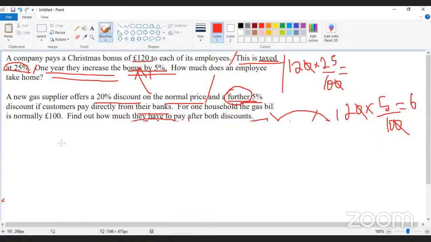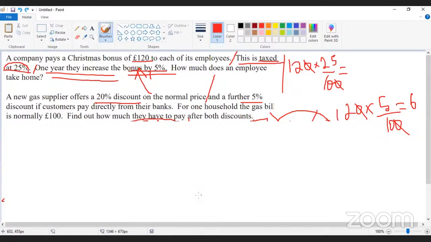$65. Okay, how do you get 65, Sachin? $76. Sachin, how do you get 65? So 20 plus 5, 25% discount. Okay, now let's come to the conclusion.